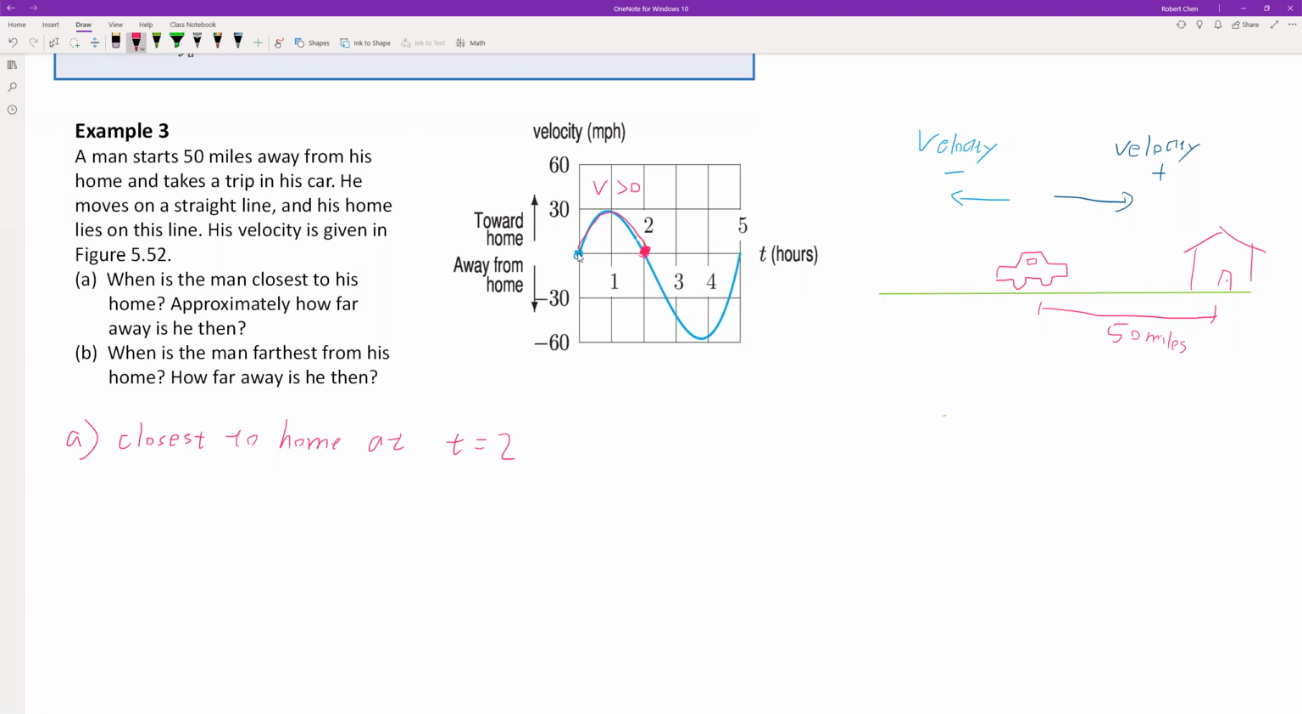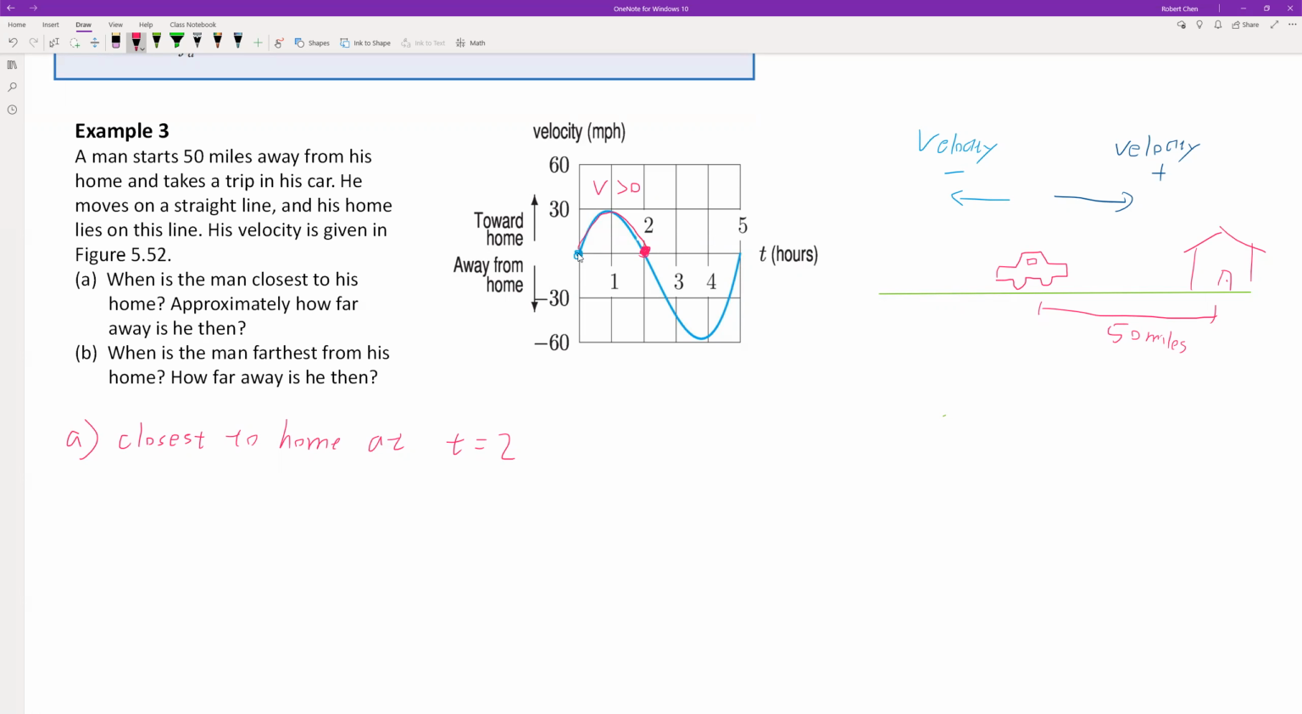Because between time equal to 0 and 2, velocity was positive, that means he was traveling towards his home for the first 2 hours. It doesn't matter how fast he's traveling, as long as it's positive, as long as he is traveling towards his home.